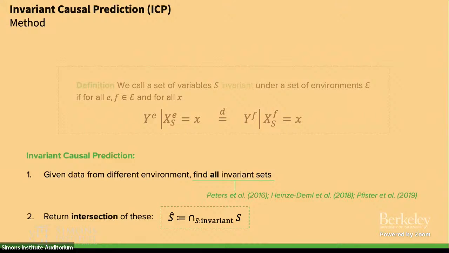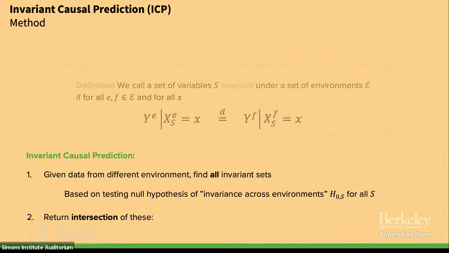There are different works that worked out how you do the first step, how you find all invariant sets. The original paper by Peters et al. looked at the linear setting and made concrete proposals for how you can do this in a linear setting. Then I worked on the nonlinear case, and Pfister et al. worked on a sequential time series setting. But all of these approaches are based on statistical hypothesis testing.